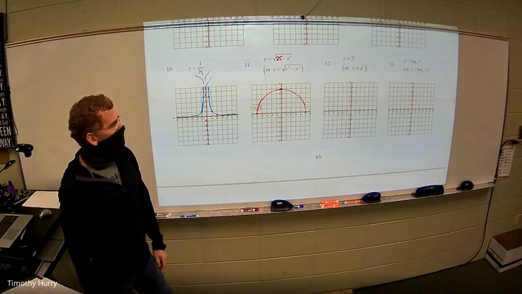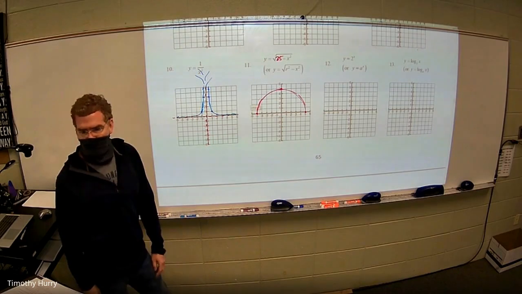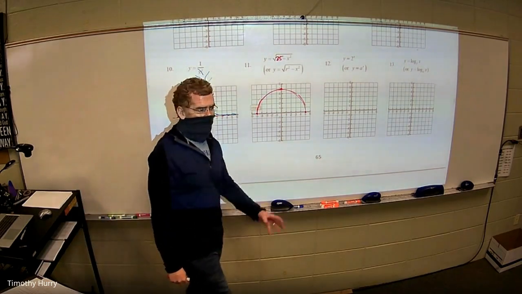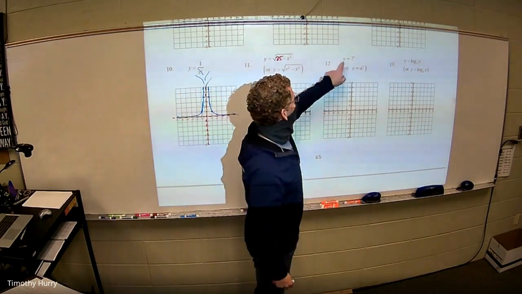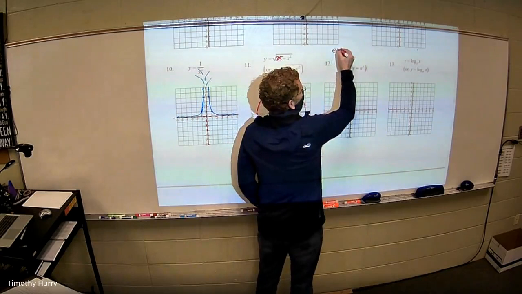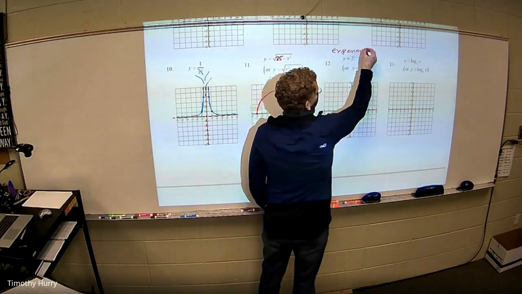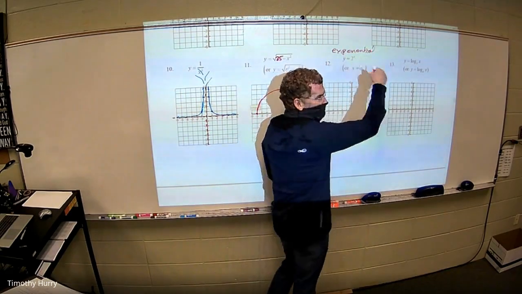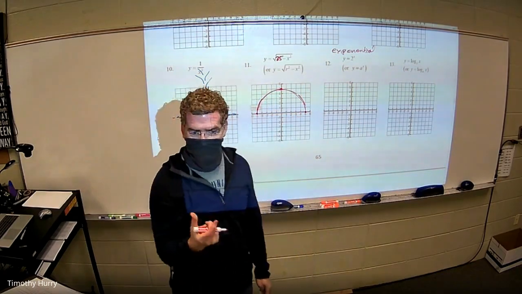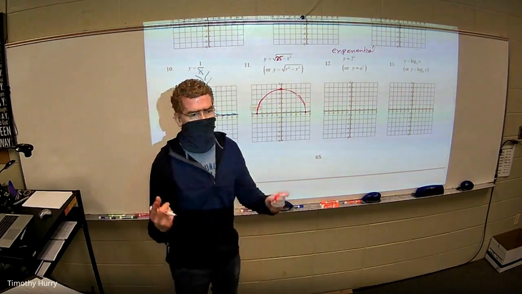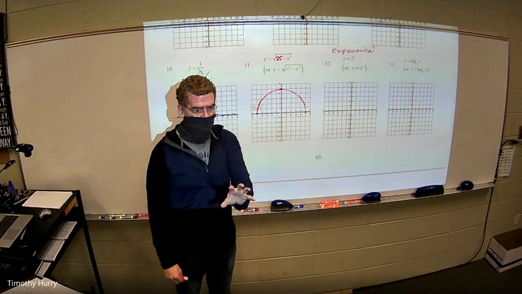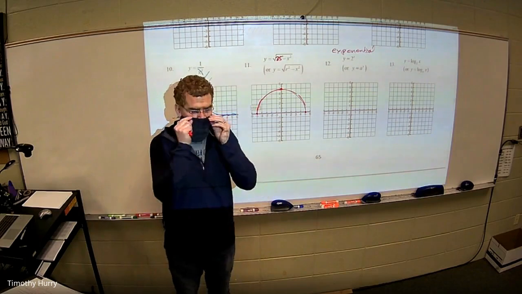And then number 12, what does that look like? What do we call those graphs? Where you have a number with a variable up top. These are exponential curves. Exponential curves have the variable as the exponent. Curves that have the number as the exponent and the variable as the base, those are polynomials, like parabolas or whatever. But if the variable is the exponent and you have a number that's the base, those are exponential functions.